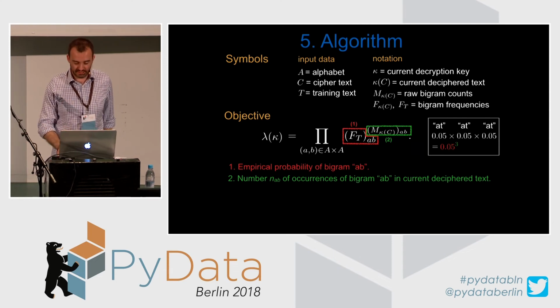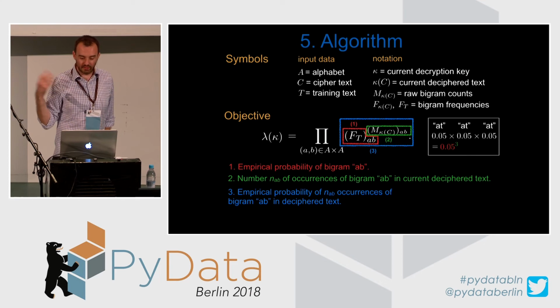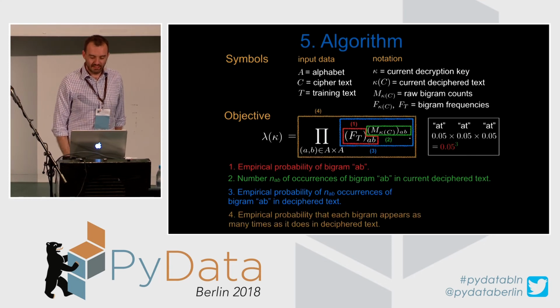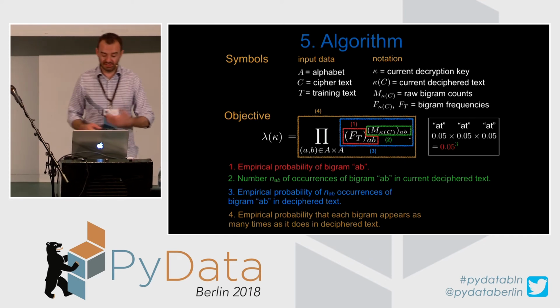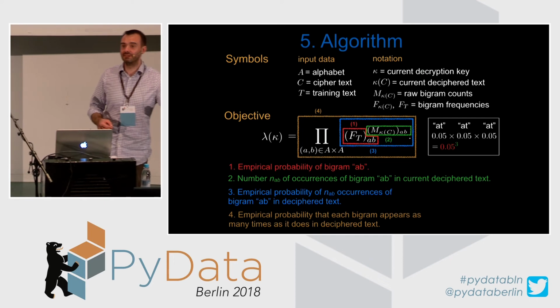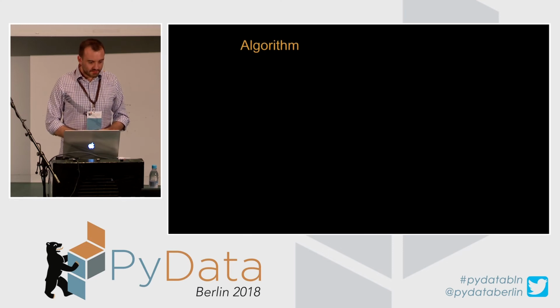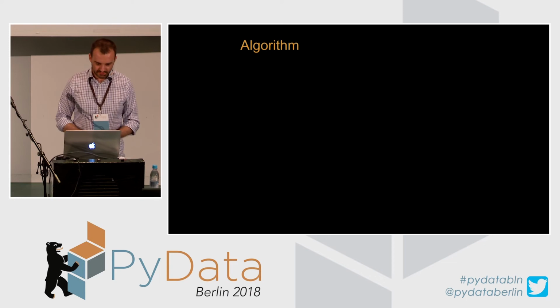So that's why this thing has the shape it does. In other words, if you multiply the bottom thing to the power of the top thing, you get the empirical probability of that many occurrences of that particular bigram in the ciphertext. And so the whole product is just the probability that each bigram occurs as often as it does in the deciphered text. In other words, it's a likelihood function. All right, so let me just walk you through the algorithm, and then we're done.